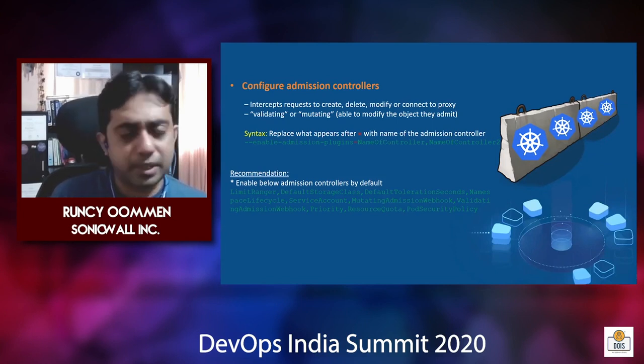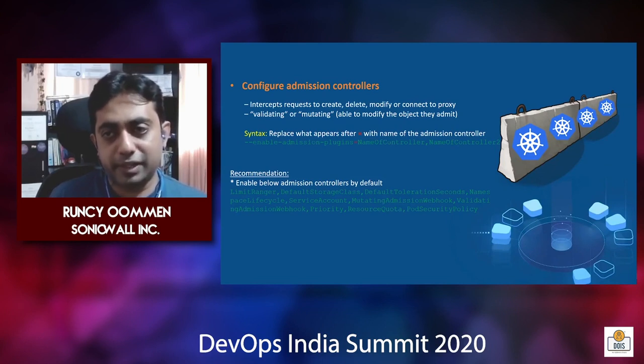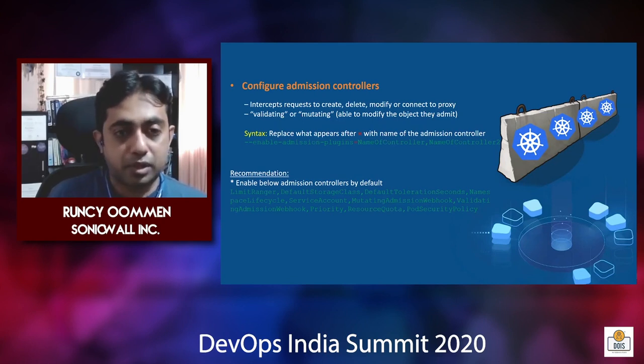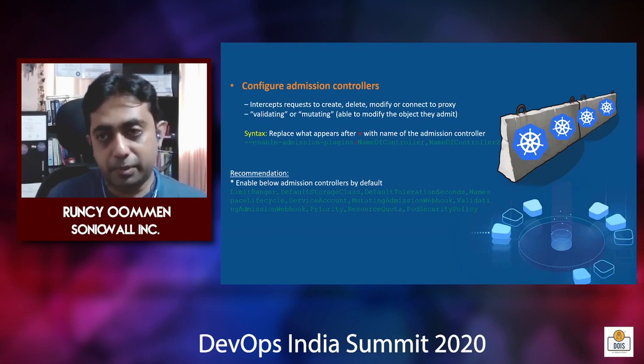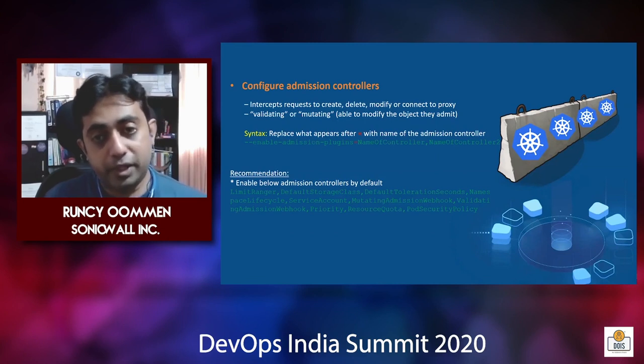And there are multiple admission controllers that exist with this. Some of the recommendations are given below. Definitely check out the resource quota and the pod security policies that I talked about earlier. But these are some things that should be enabled by default. And the syntax is very simple, right? You give --enable-admission-plugins, and you specify the names of the admission controllers that are recommended. And I encourage everyone to dive deep into the Kubernetes documentation, search for these admission controllers, and get the understanding.